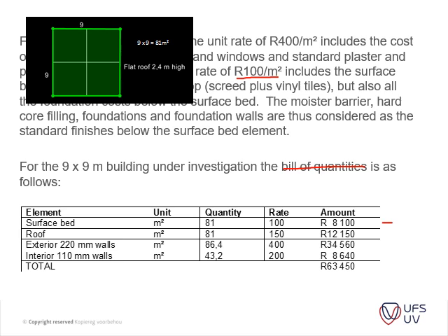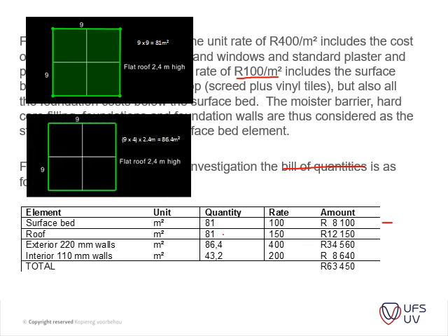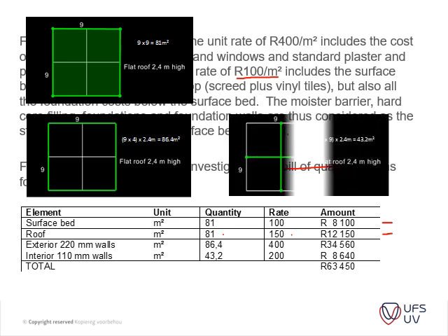Then we move to our roof, so we calculate that. It's also 9 by 9, so we get 81 square meters, and we've got a rate of 150 Rand per square meter for that, and thus we multiply that out to get to 12,150.